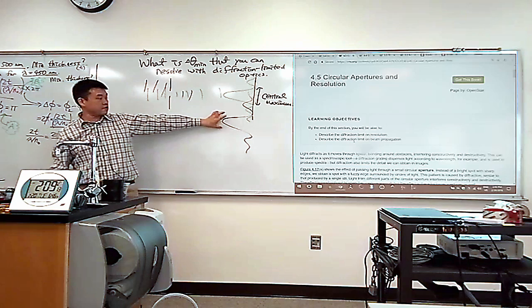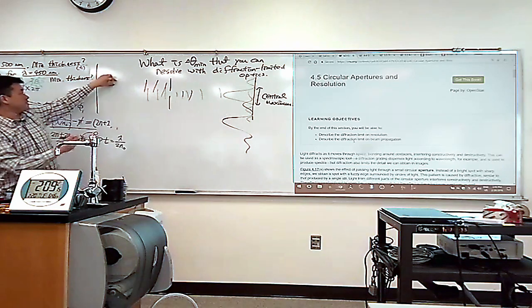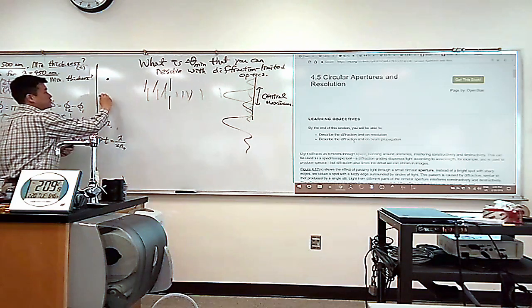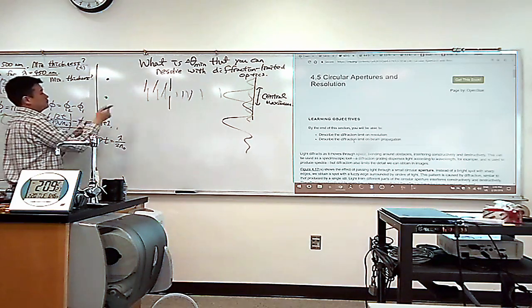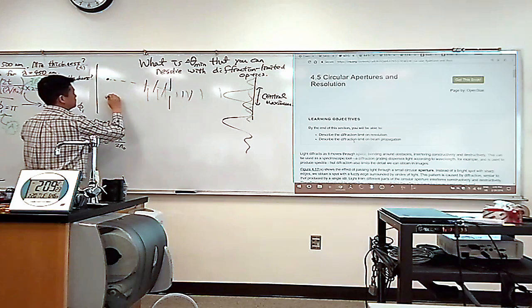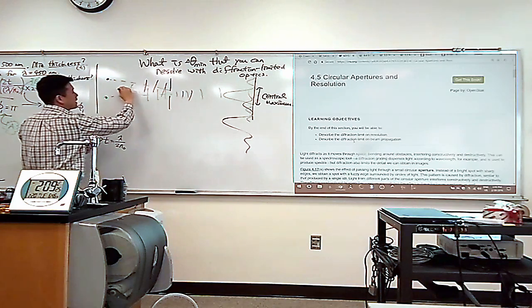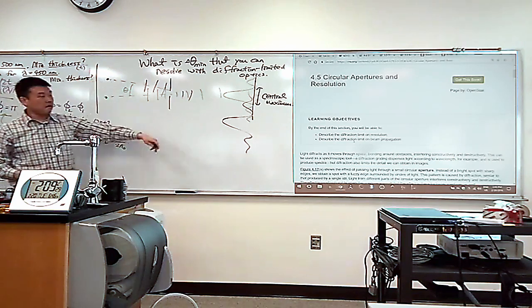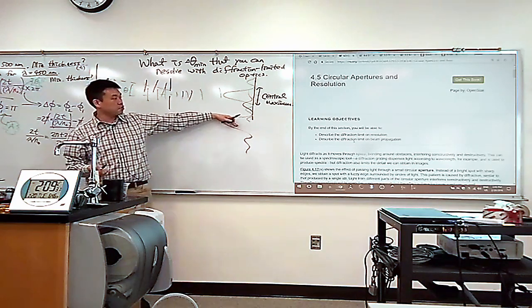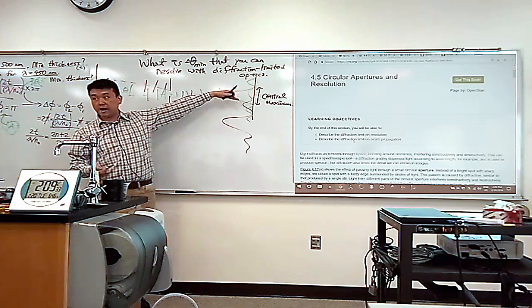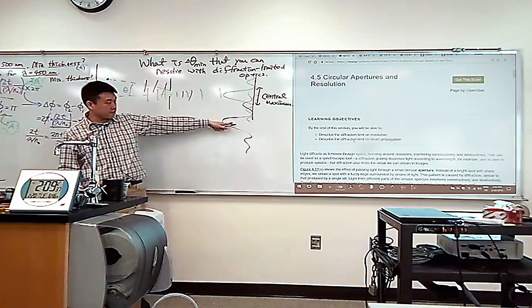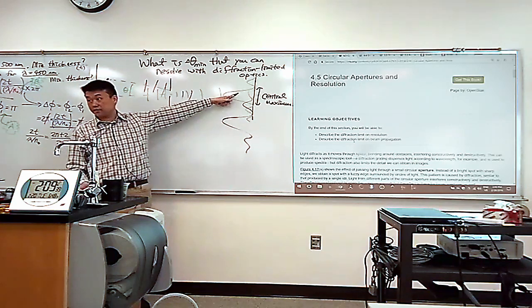And the question is, as you move this source here closer to this source here, so this is my angle theta, as you move this angle theta closer, what is the point at which these two overlap enough that you won't be able to tell them apart? You won't be able to tell that this central maximum is separate from that central maximum.